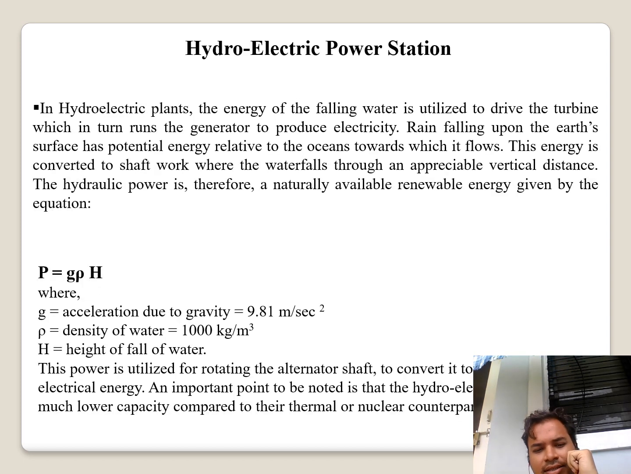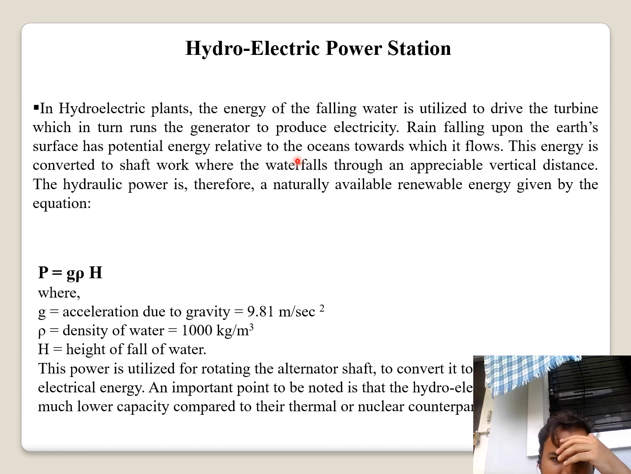So moving on to the next slide, we learn about the hydroelectric power station once again. As we discussed in yesterday's lecture, in hydroelectric power plants the energy of falling water is utilized to drive the turbine, which in turn runs the generator to produce electricity. Rain falling upon the Earth's surface has potential energy relative to the oceans towards which it flows.